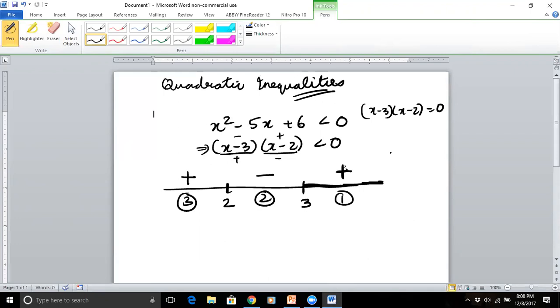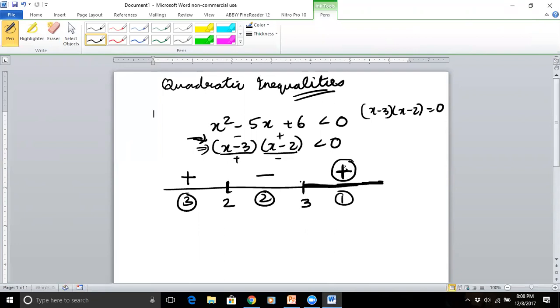If you want me to justify this, it's easy to justify. If I take any value to the right of 3, say I take 4, and I put it into this equation, x minus 3 into x minus 2 is less than 0, 4 minus 3 would be positive, 4 minus 2 would be positive. So positive into positive will always give me a positive output. So I'm always going to get the sign of the extreme rightmost region to be positive.